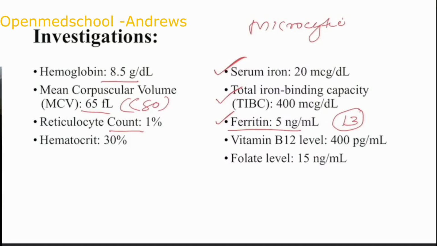Then next we go for the iron studies: serum iron, total iron binding capacity, and ferritin. Obviously, the most important at this level is the ferritin. A ferritin level less than 13 definitely means it is iron deficiency. As she is a vegetarian, you can go for the B12 level. So the B12 level is 400. Folate level also can be estimated. So this patient has a microcytic anemia, and from the history and findings, the most likely diagnosis is iron deficiency anemia.